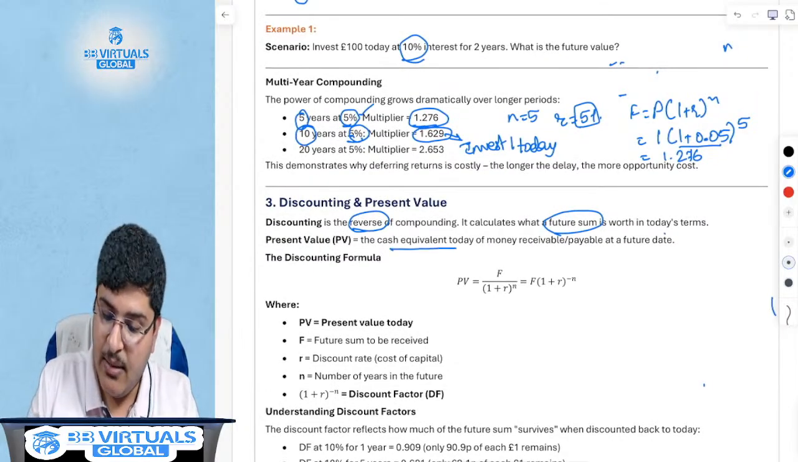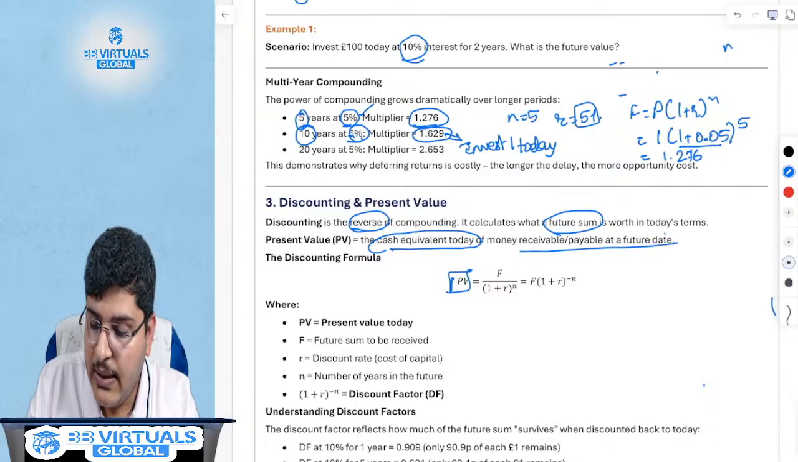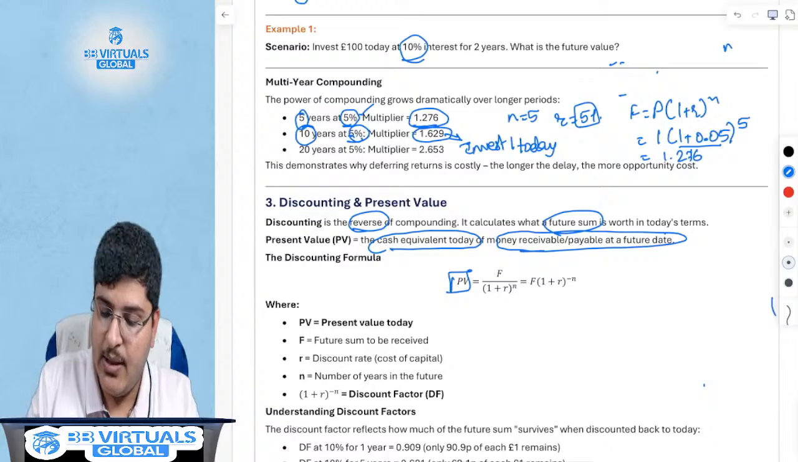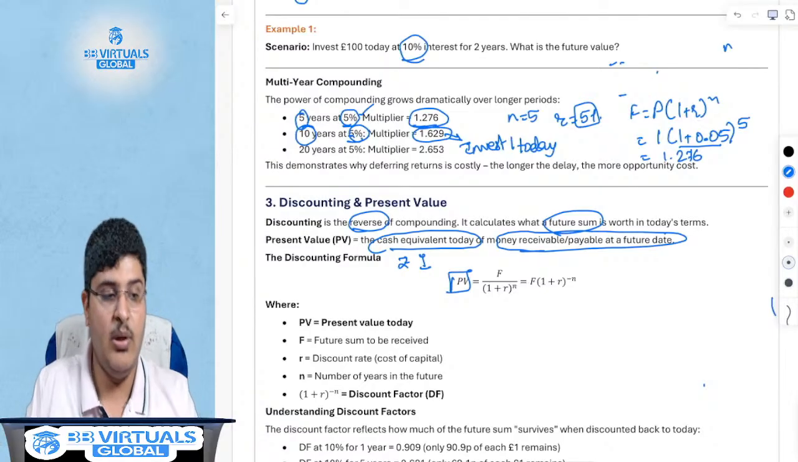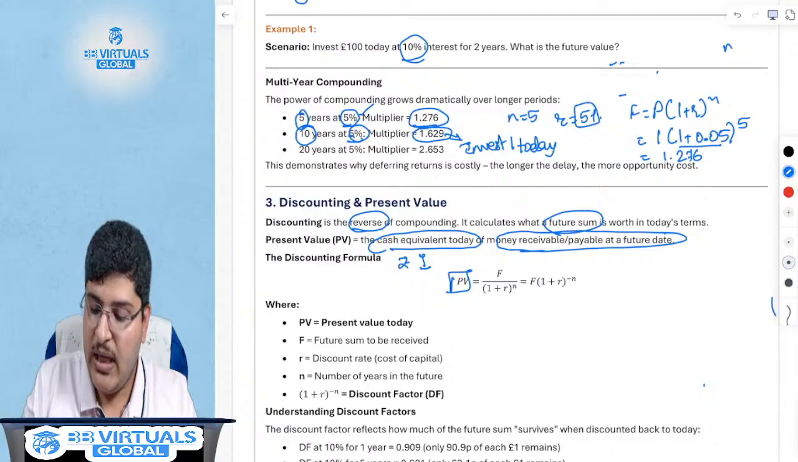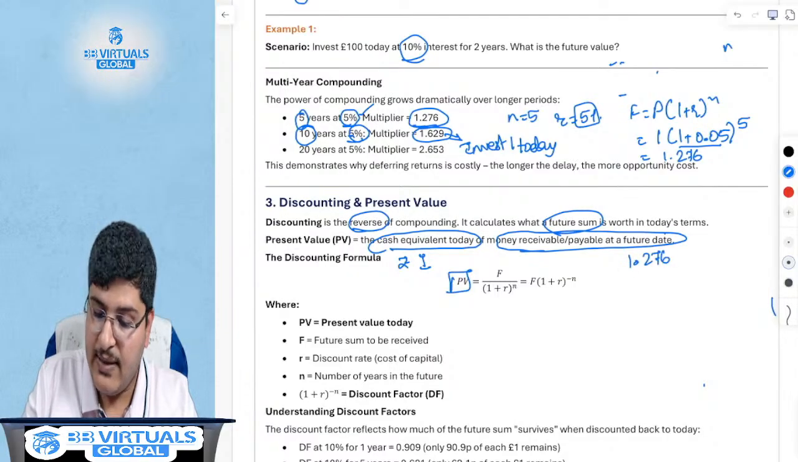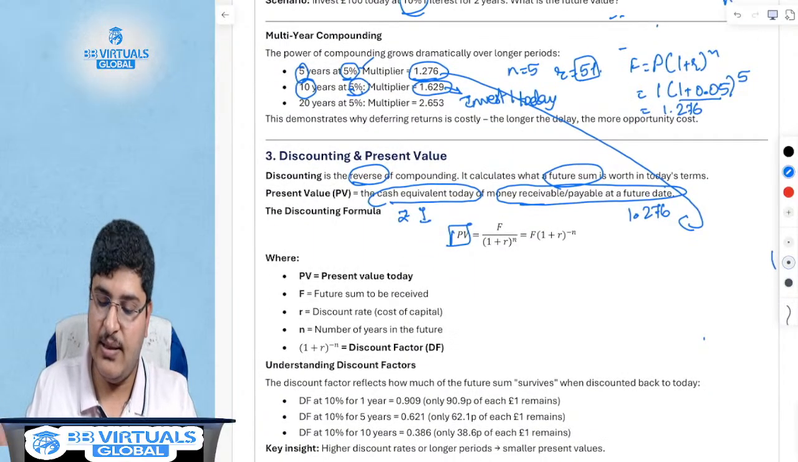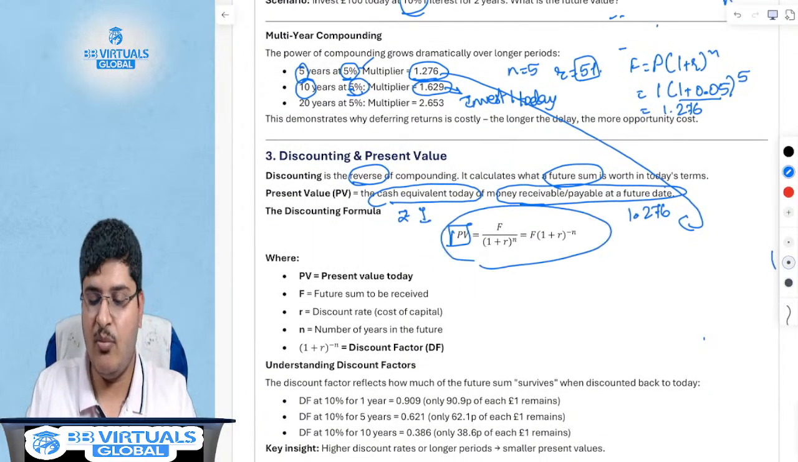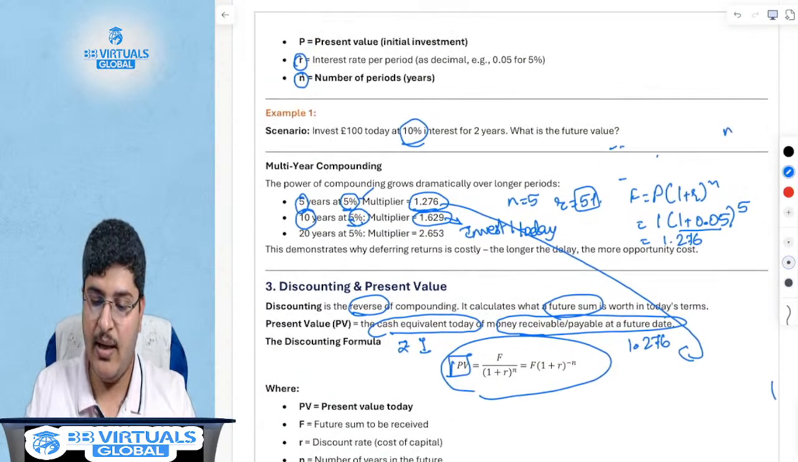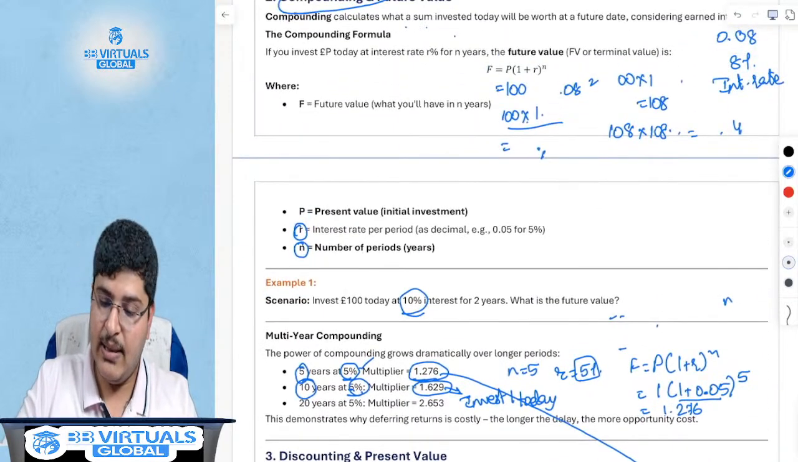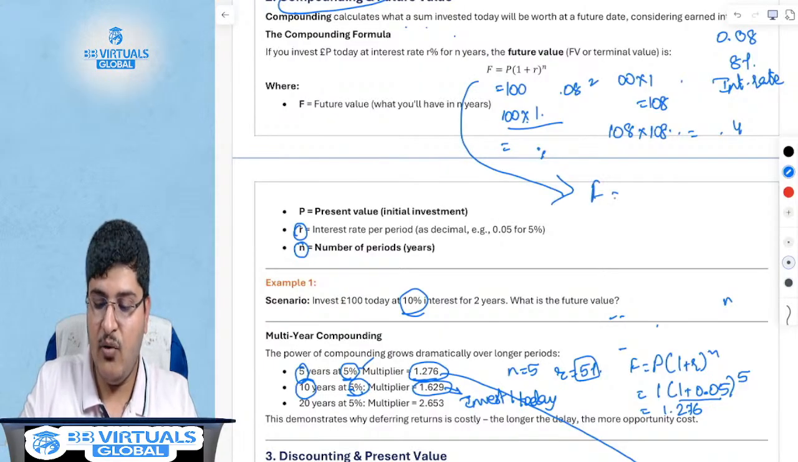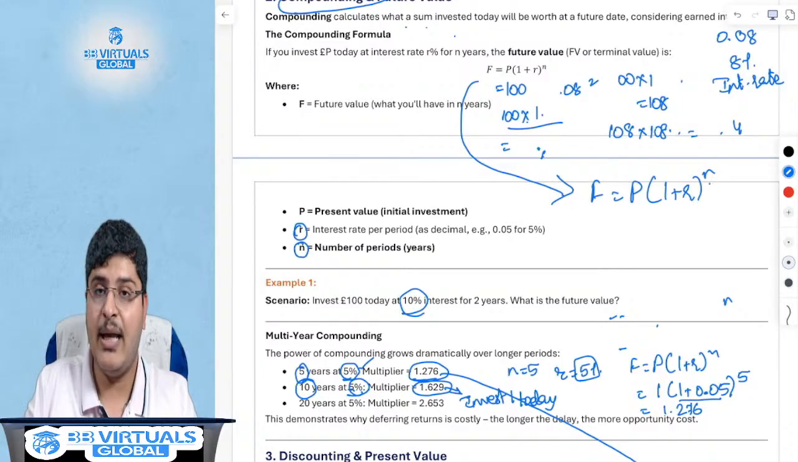Present value is nothing but the cash equivalent today. This is the cash equivalent today of the money receivable at a future date. So this is the rupee 1 that you will be getting today if you were to get the 1.276 5 years hence. What is the formula? And just ignore this formula, just think of it as reverse of compounding. What is compounding? Compounding is nothing but future value, which is present value, into 1 plus rate raised to n, where n is the time period.